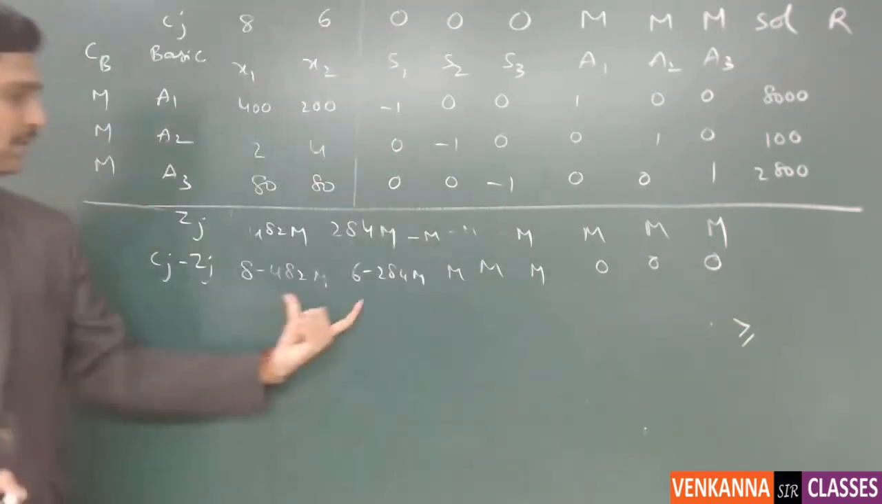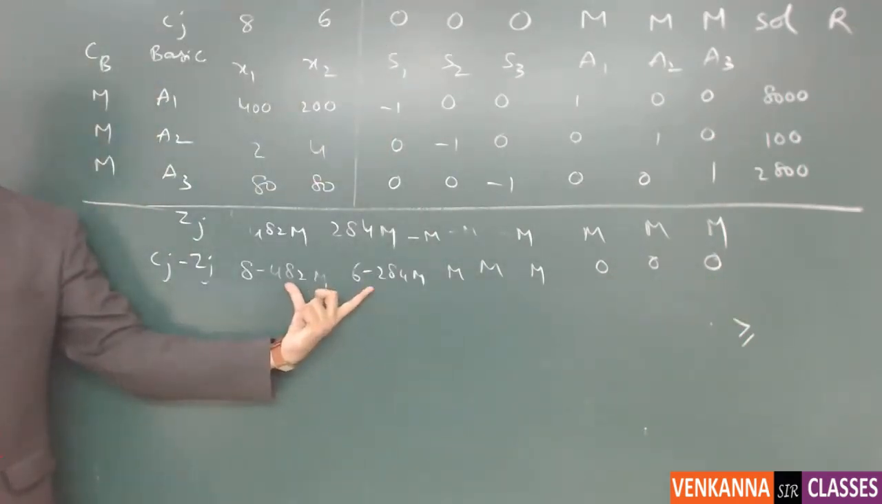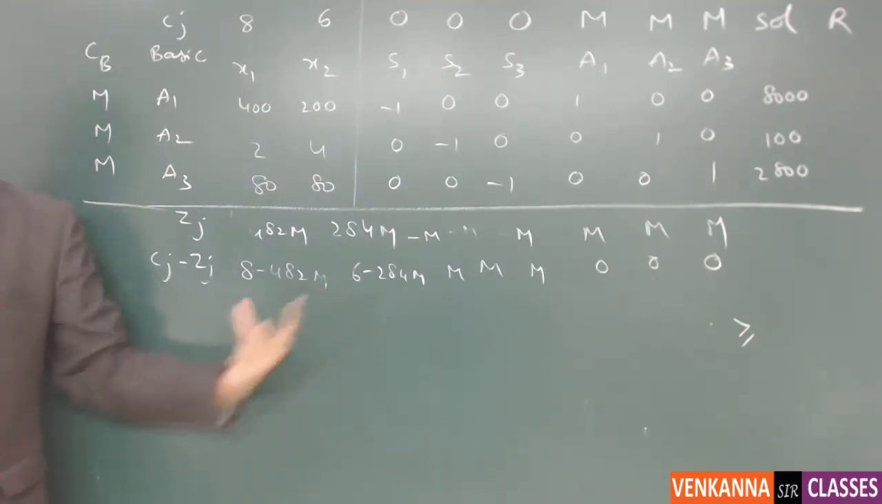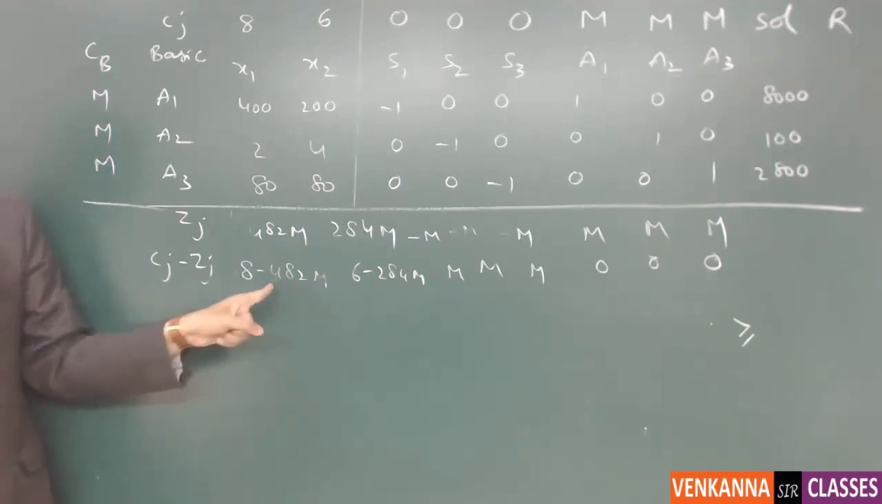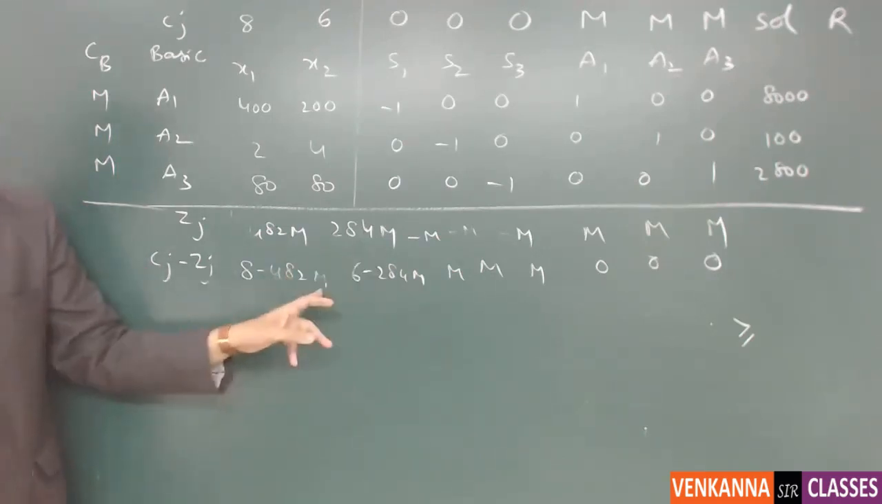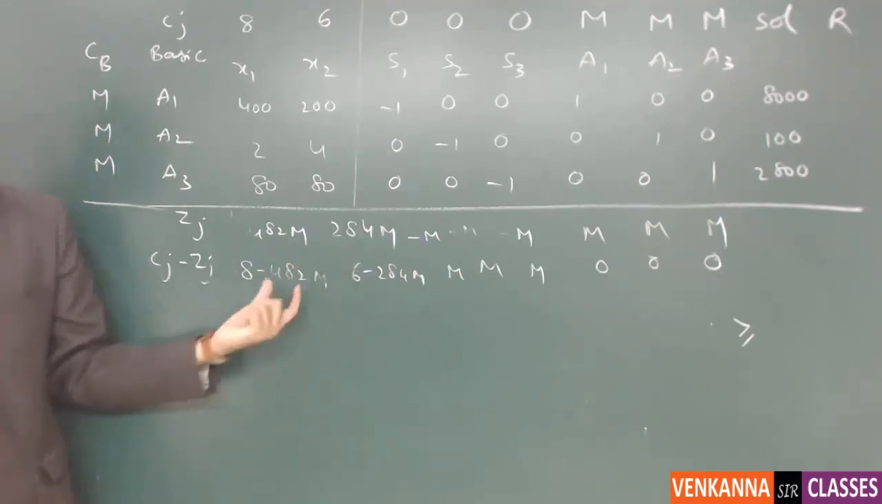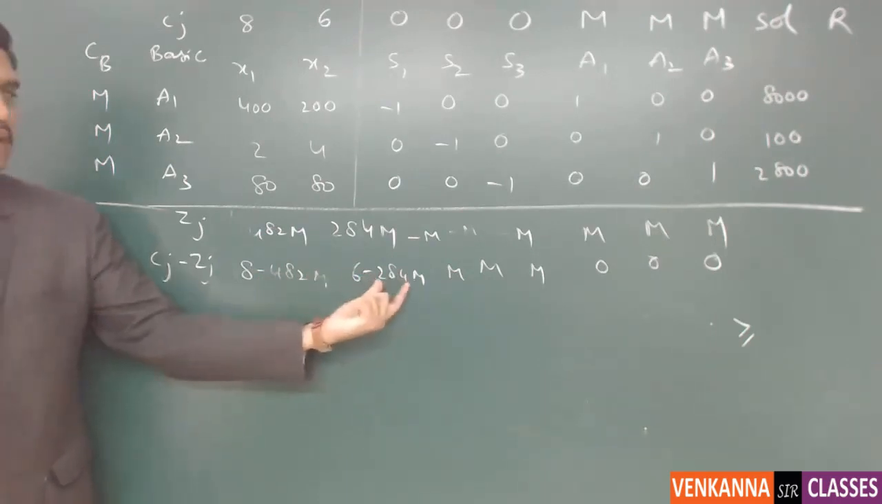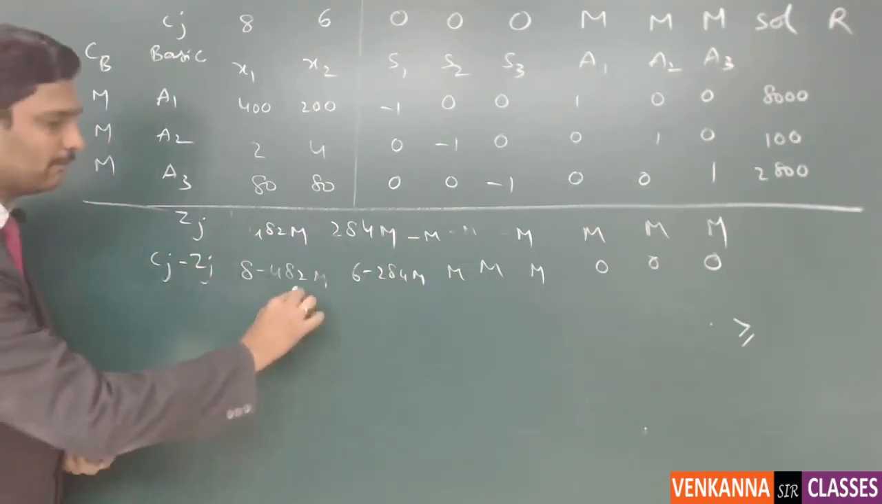Here you have two negative values, among which what we have to choose? Minus 482M, because this is minus M, this is minus M. While comparing the coefficients, 482 is larger than 284. So this will be the key column.